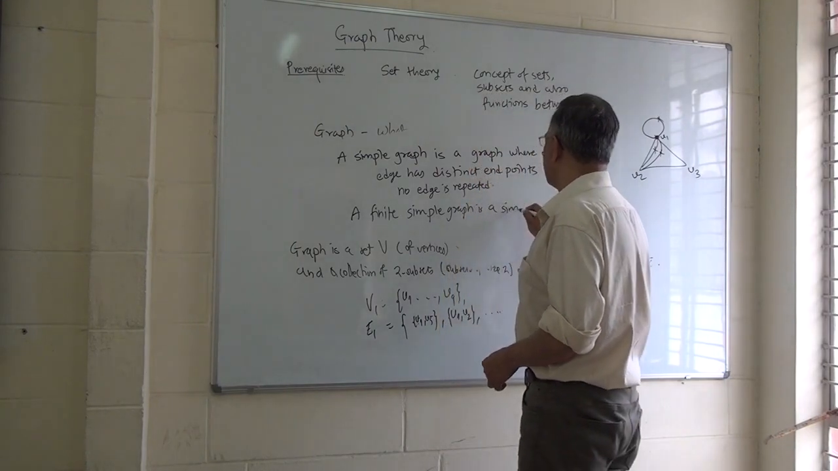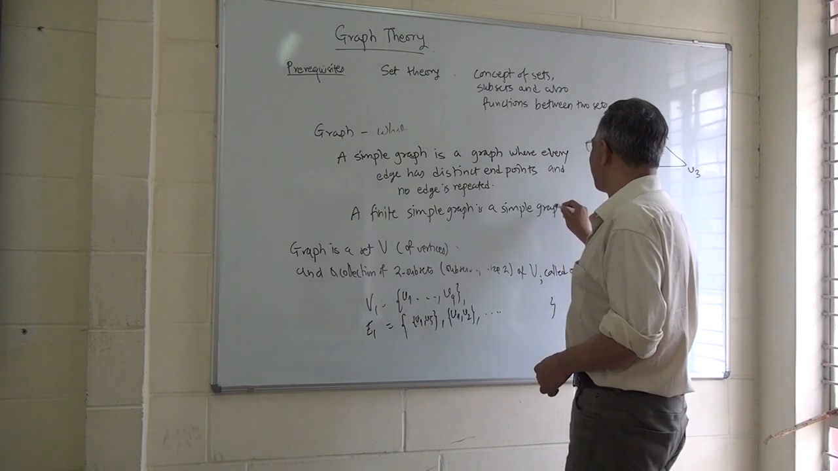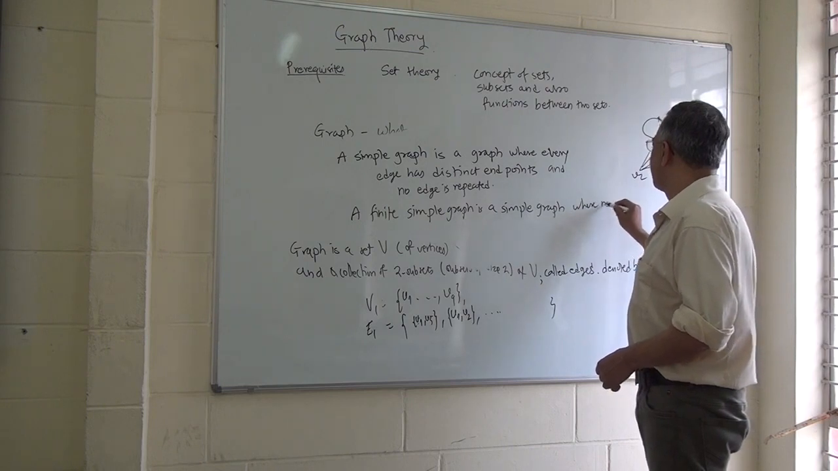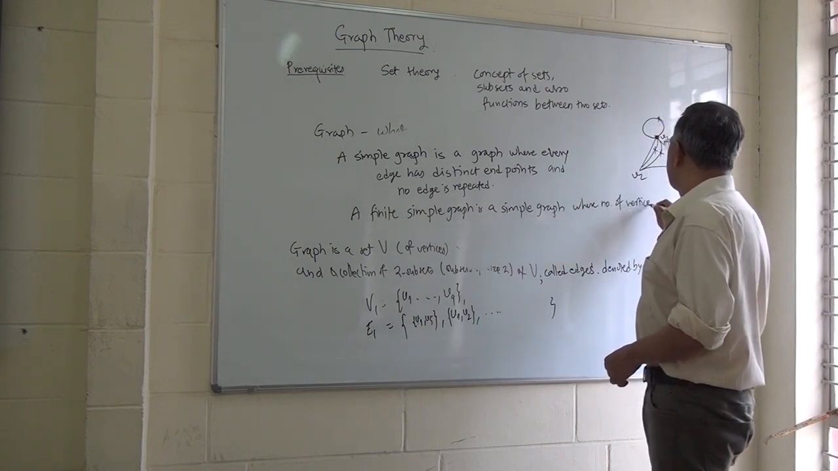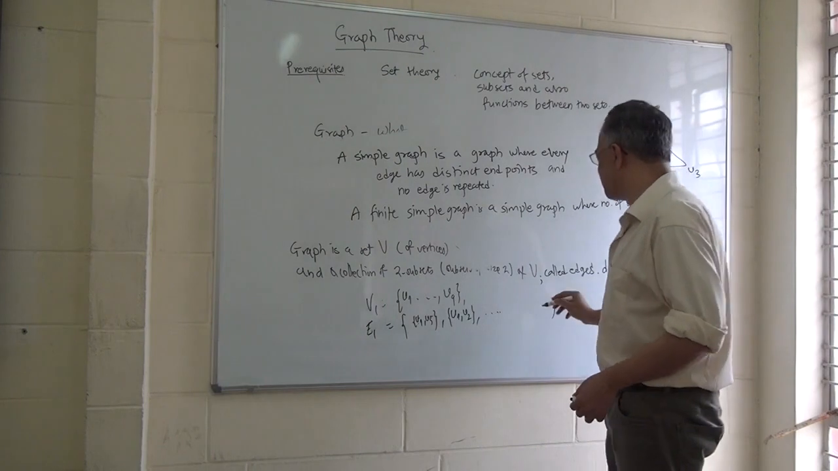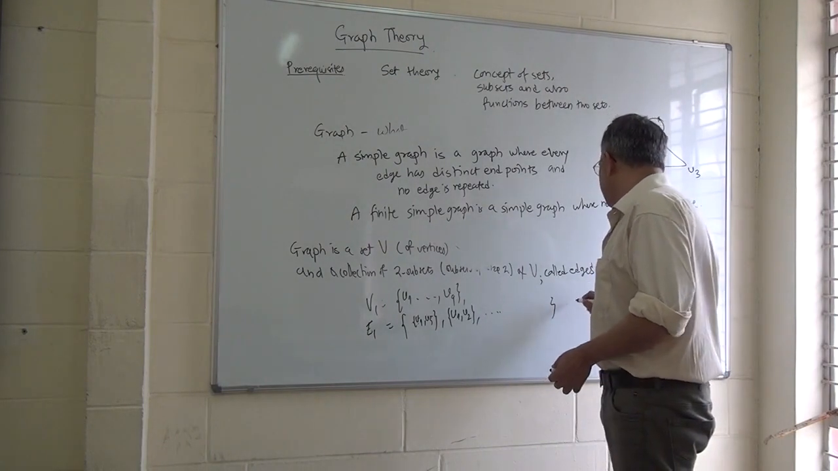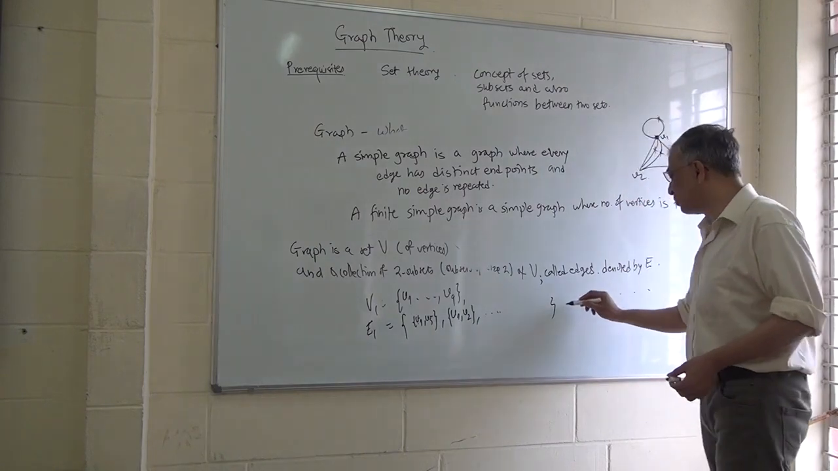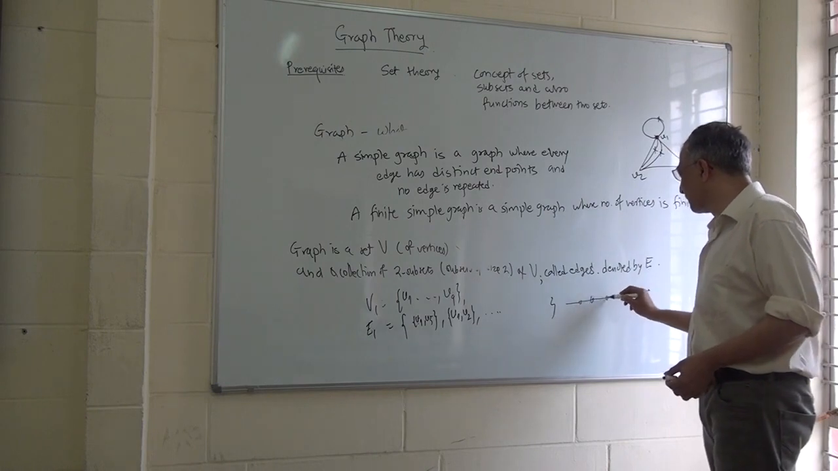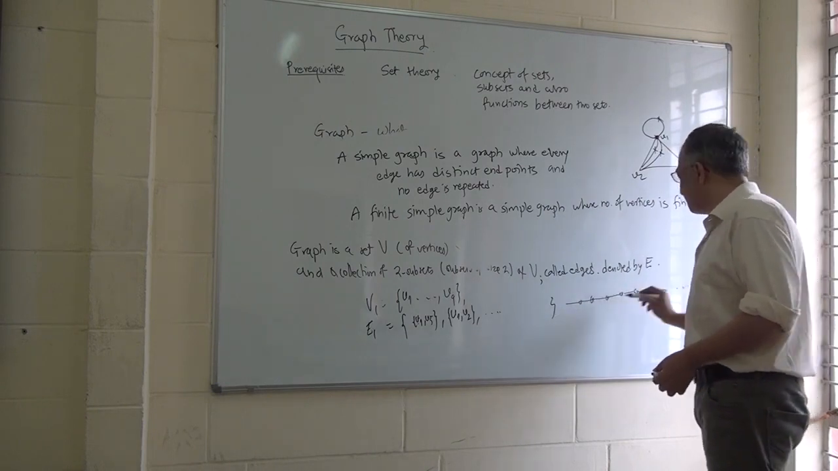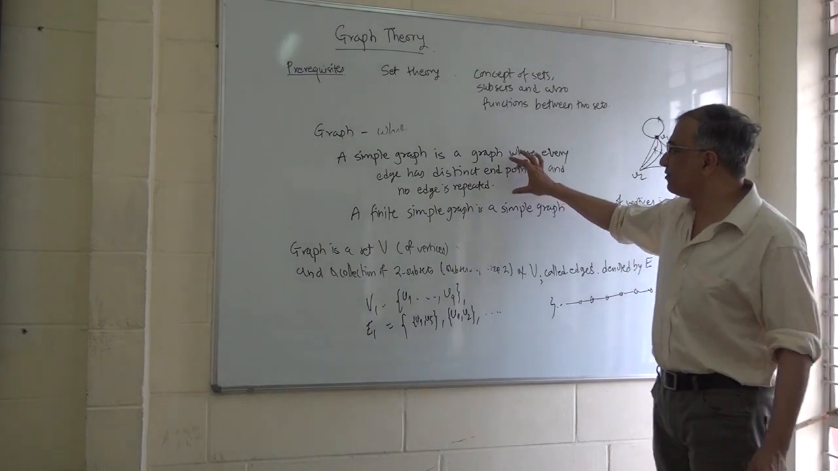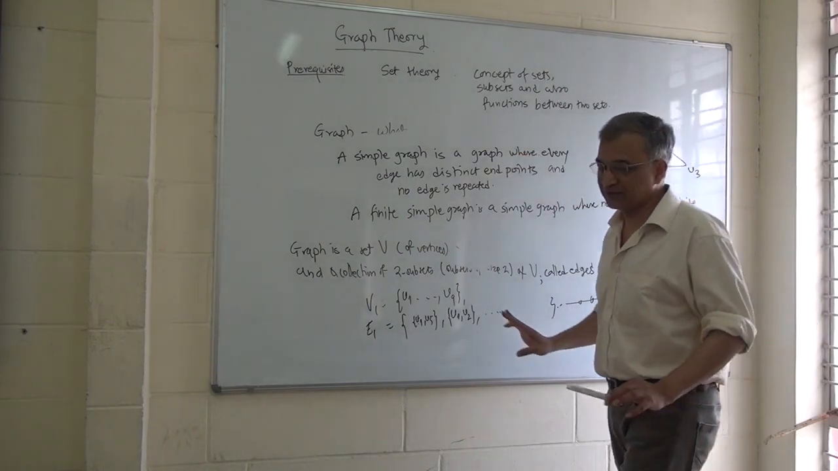A finite simple graph is a simple graph where the number of vertices is finite. So you don't have an infinite set of points. Say for example all integers in the real numbers, and then you look at the line joining consecutive ones. This is a graph which has an infinite number of vertices. So there are graphs which have an infinite number of vertices. However, today we will not consider them. What we discuss today deals with only finite simple graphs. This is the first thing.